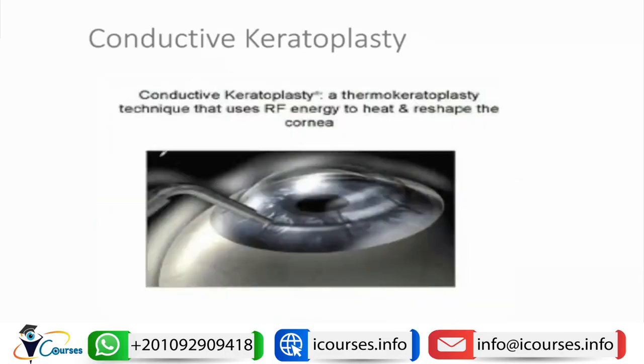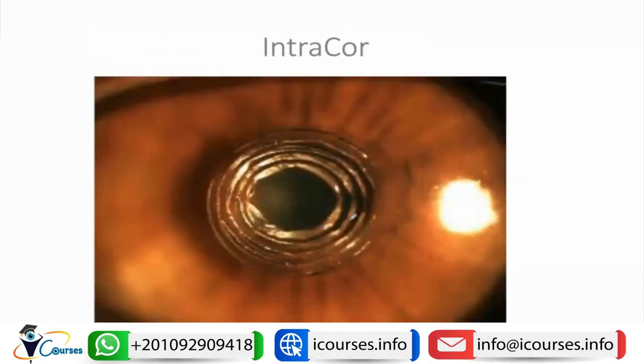The other method, which was a historically used method for correction of presbyopia, is called conductive keratoplasty, in which we use a radio frequency probe that causes thermal photocoagulation at the periphery of the cornea, and this will lead to reshaping of the cornea, increasing its refractive power by 1 or 2 or 3 diopters that will compensate for the presbyopia.